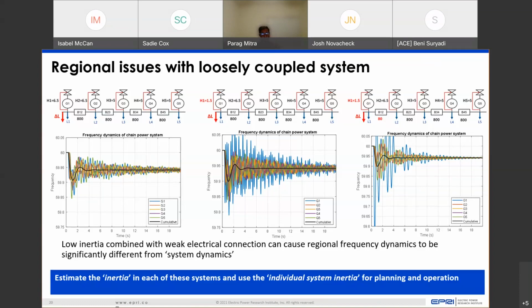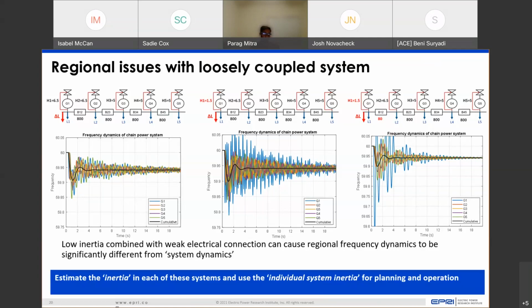But if you move to the system to the right of this, you see that when the inertia of the last unit, G1, goes down from 6.5 to 1.5, the inertia goes down, and this can go down because of a whole host of reasons. You can have a significant amount of renewable resources coming in that region, which might pull that inertia down. Now you see that things start to look very differently.